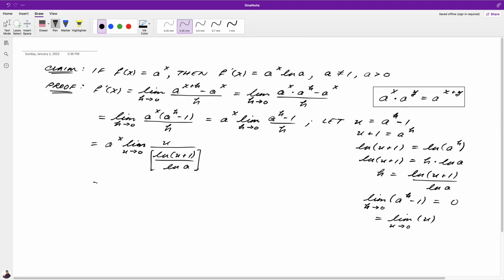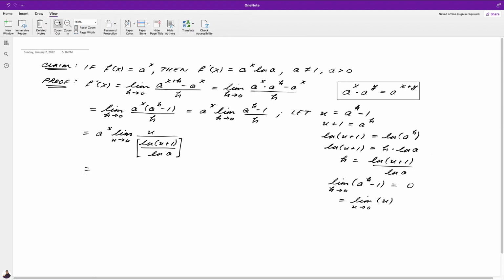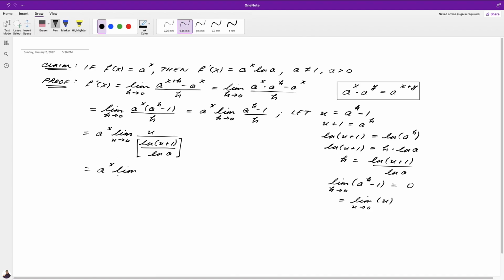Well, that's the same thing as, why don't we zoom out maybe one step here. That's going to be the same thing as a to the x times the limit as u trends to 0 of u ln a over ln of u plus 1. Again, when you take a number and you divide it by a fraction, it's the same thing as taking that number and multiplying it by the reciprocal of the fraction.